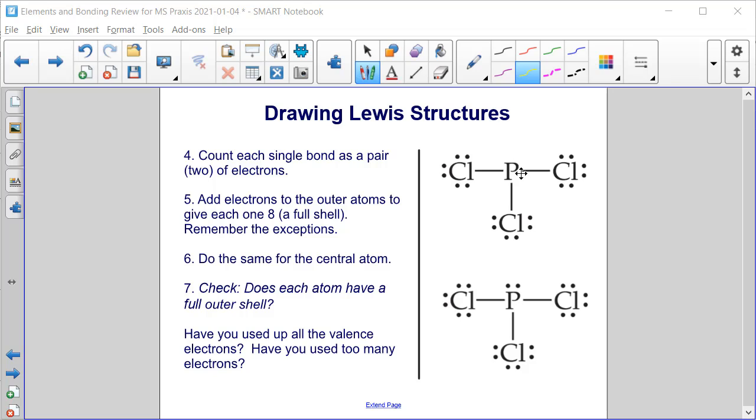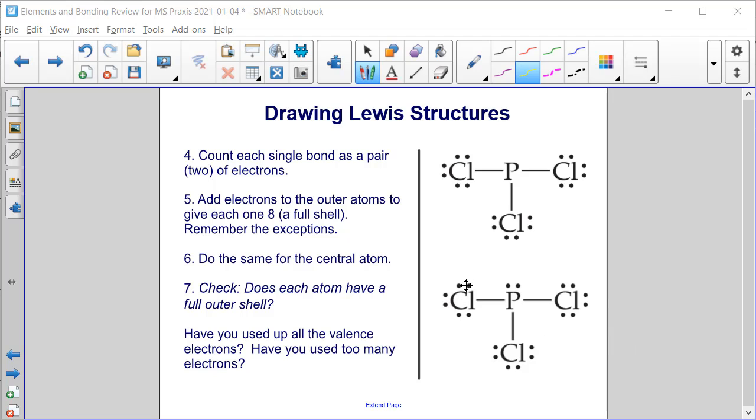So right now, this phosphorus has 3 covalent bonds attached to it. That's a total of 6 electrons, right? Each of these dashes is 2 that are touching the phosphorus, so 2, 4, 6. So I need to put 2 more electrons on the phosphorus to give it 8. Okay. Now just check, does every atom have a full outer shell? Yes, every atom has 8 valence electrons. And then the final check and question is, have you used up all the valence electrons? Have you used too many or too few?